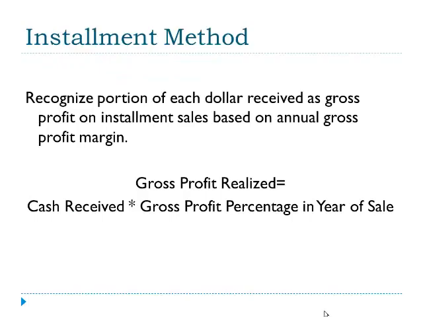Let's first start by talking about the installment method. This method is used for tax purposes and also provides a somewhat faster recognition of revenue. In the installment method, one recognizes the portion of each dollar received as gross margin on installment sales based on an annual gross margin percentage. The basic formula is the gross profit realized is equal to the cash payment received multiplied by the gross profit percentage in the year of sale.